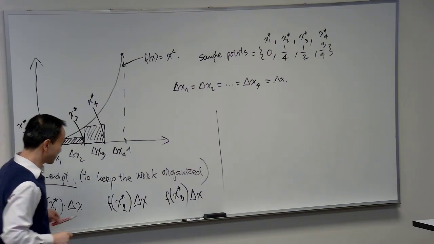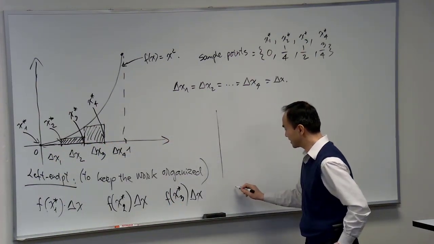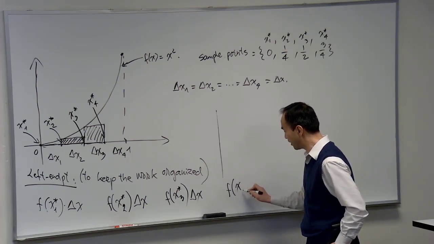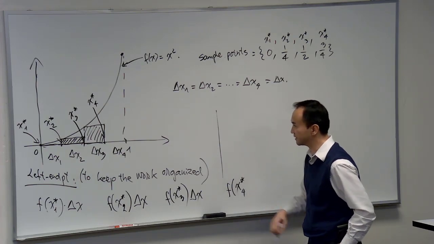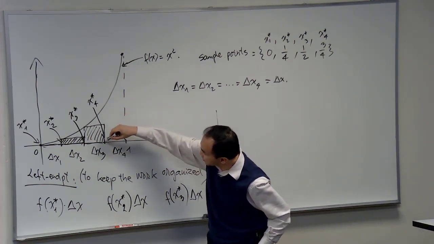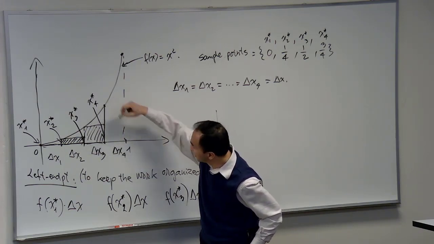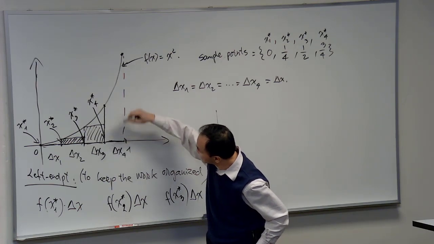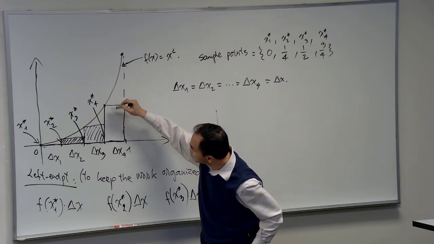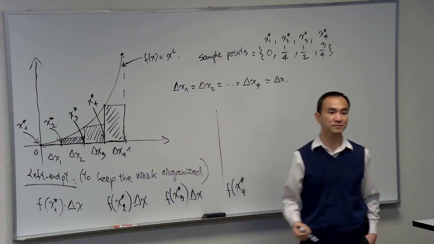Okay. And so let's move on to the fourth one. Again, we're going to substitute. We're going to evaluate the function at that sample point. So it's x star 4. So x star 4 is right here. Evaluating that into the function, we have this height going up here. You guys follow it? And now multiplying with the width, with that width right there, we're going to have a nice rectangle. And then I'm creating a shading for that rectangle again. Sounds good?